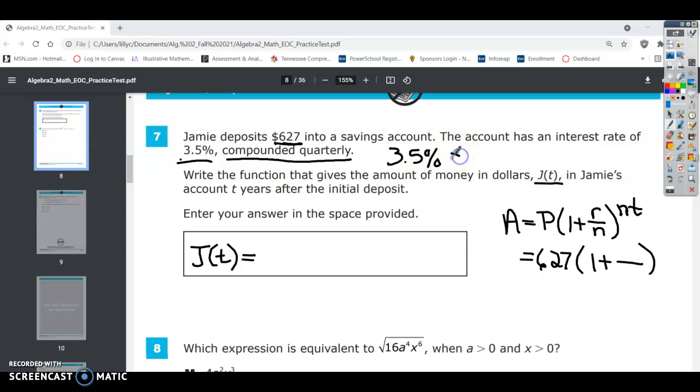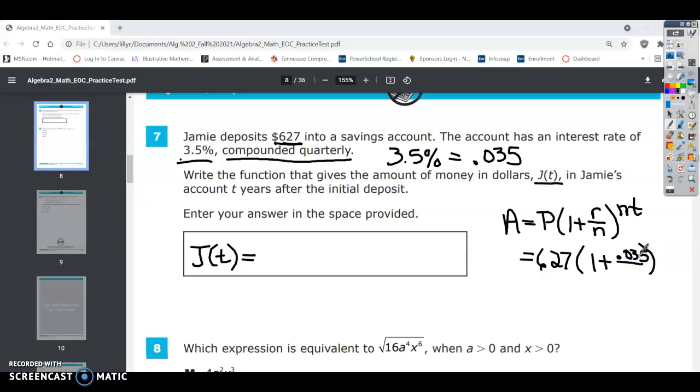3.5% equals what as a decimal? So we have to move that over 2 places. So I'm going to have 0.035. So our interest rate is 3.5%. In the equation, we're going to put it as 0.035 because we have to turn that into a decimal.